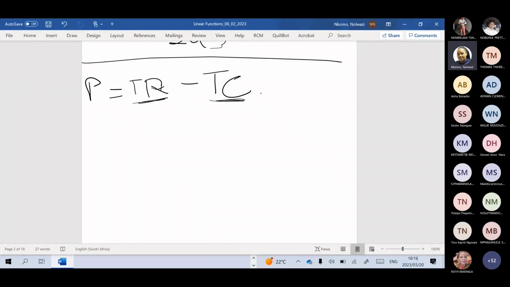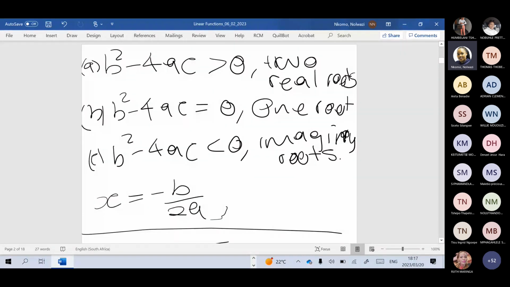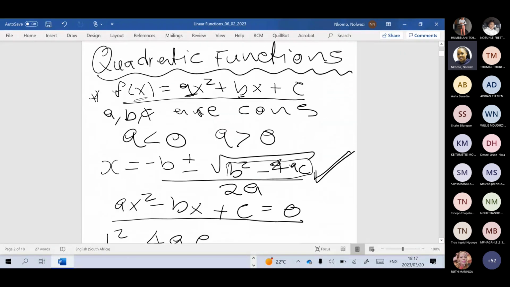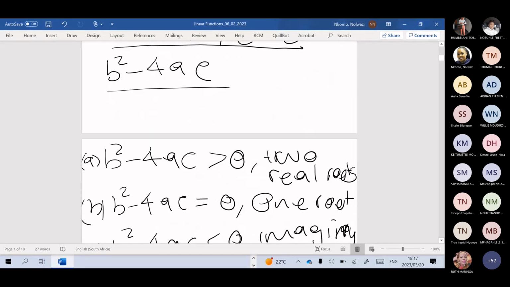Okay, so this is what we'll do. We'll try to maximize either the total revenue, total cost, or profits for quadratic functions.